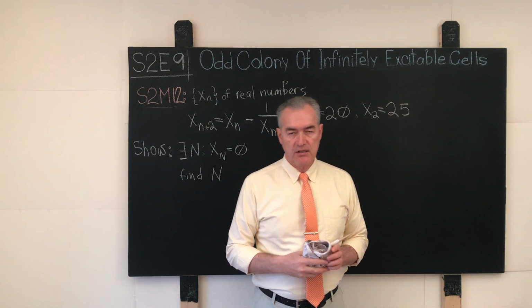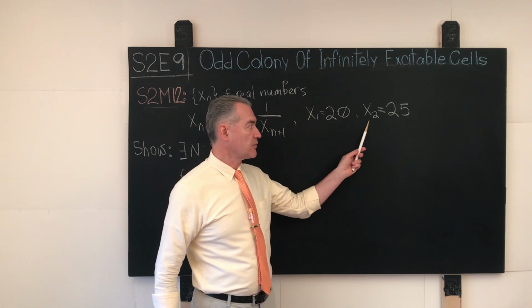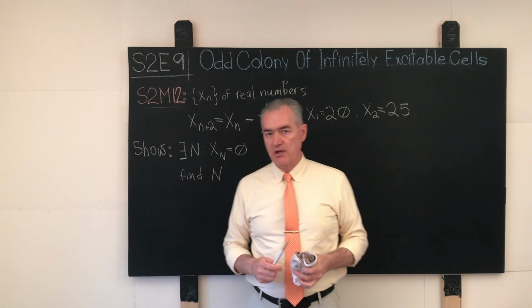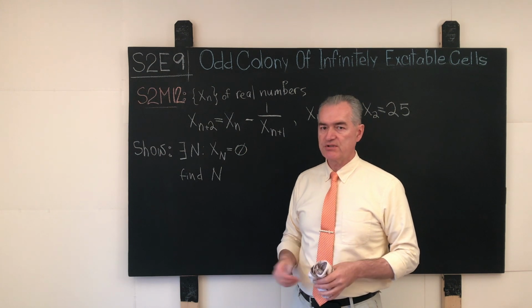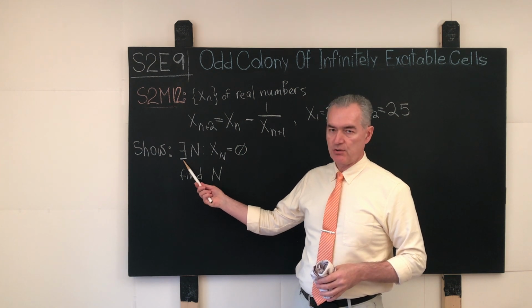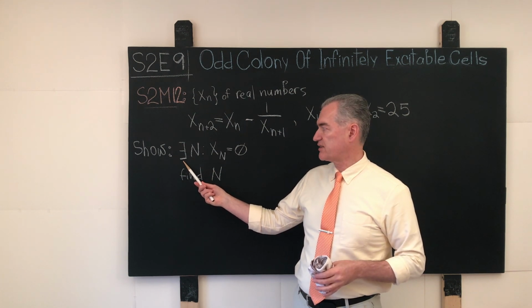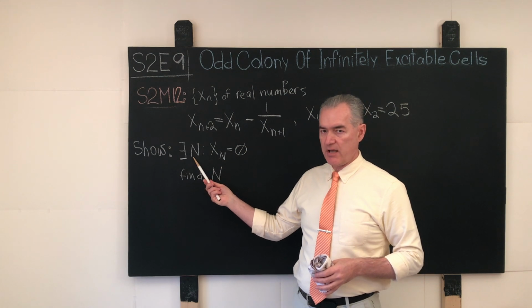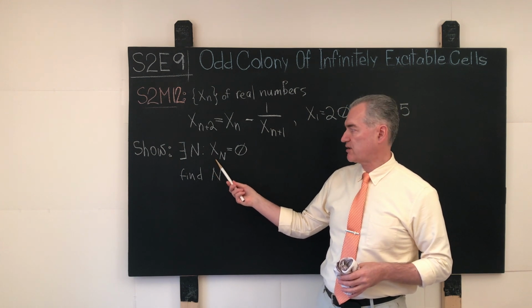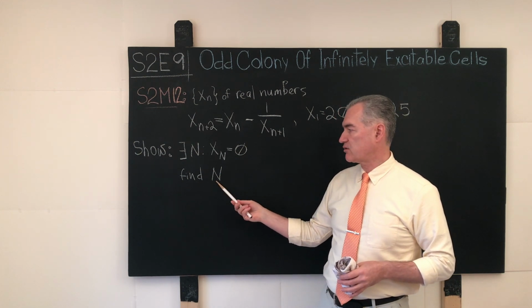And we're told that the initial values of the elements x sub 1 is 20 and x sub 2 is 25. And the challenge in this problem is to show that for the given sequence of real numbers defined as shown above, there exists, this is a mathematical symbol called the existential quantifier, a whole positive number n such that the element of this sequence indexed by that number, x sub n, is equal to 0, and we're also asked to find the value of that number.